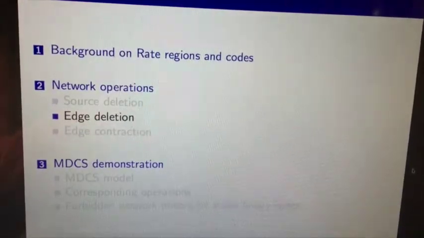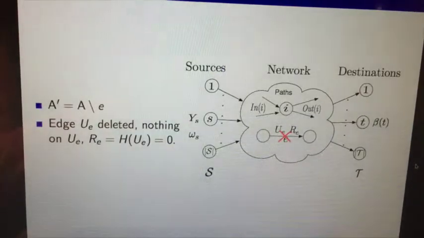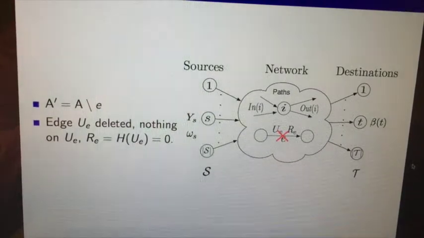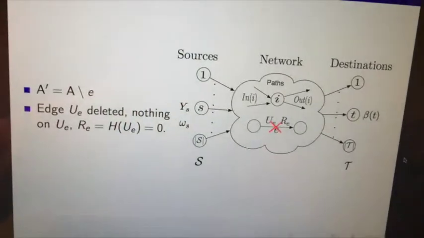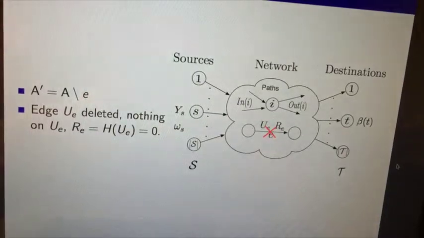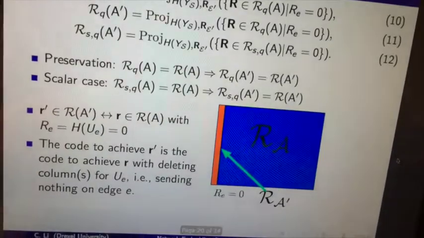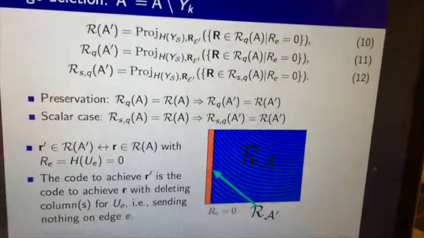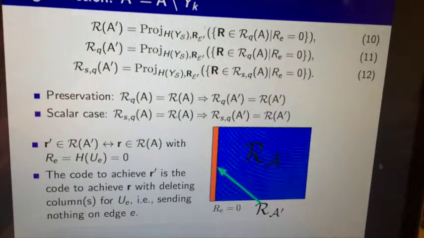The second operation is edge deletion. Edge deletion is also simple. Similar to source deletion, when an edge E is deleted from A, nothing will be sent on E. It is equivalent to say the capacity of E and the entropy of UE is equal to 0. Then we have the relationship of Ritter regions. So the region of A prime is the region of A intersecting with RE equal to 0.